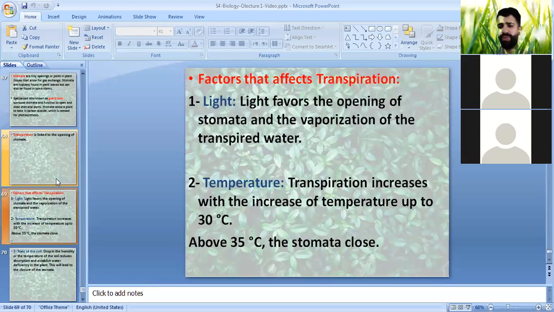Factors that affect transpiration: light, number 1. Light favors the opening of the stomata and the vaporization of the transpired water. Number 2, temperature. As the temperature increases, transpiration rate increases up to 30 degrees. Above 30, the stomata close to keep the water inside the plant.